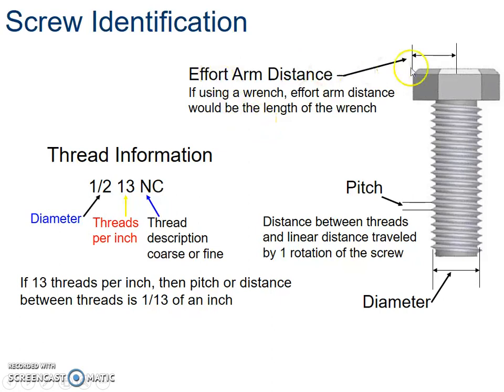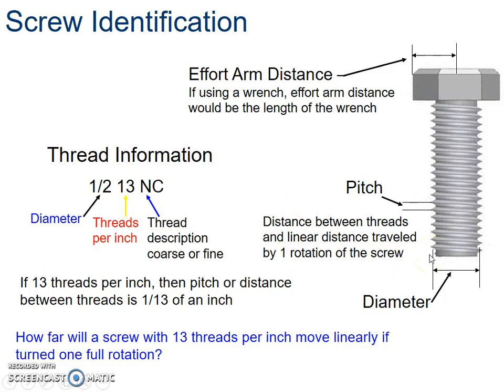An effort arm deals with the distance of your effort. Now, if you were to put this on with your finger, the effort arm would be the diameter of the head. But if you are using a wrench, you would need to include the wrench's length. And again, the diameter, which is this 1/2, is the diameter of the actual bolt. So how far will a screw with 13 threads per inch move linearly if it's turned one rotation?